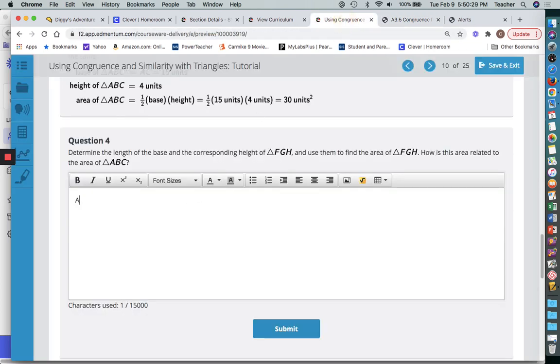All right, so one more time. That formula is 1/2 BH. So 1/2 times 15 times 4. And we already know that's going to be 30. And again, how is this related to the triangle ABC? They have the same area, basically because they are the same triangle.